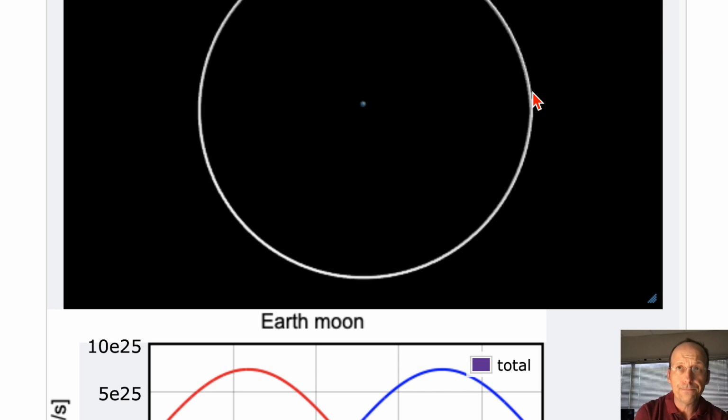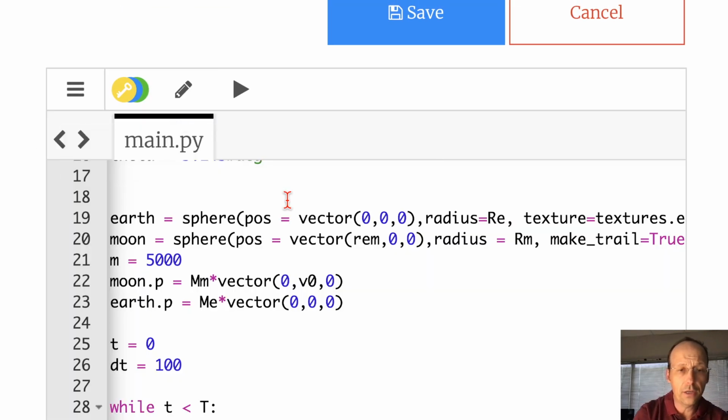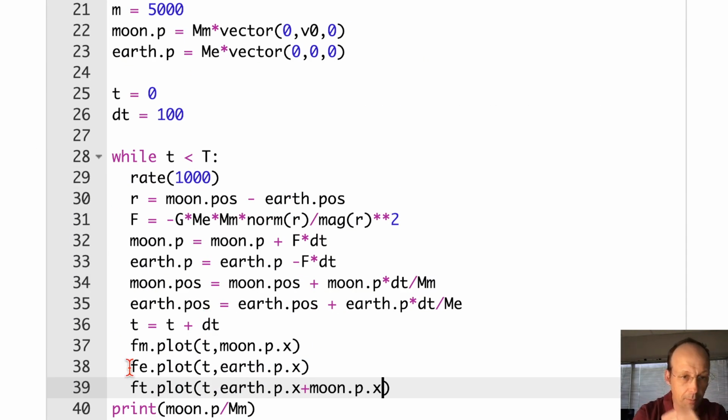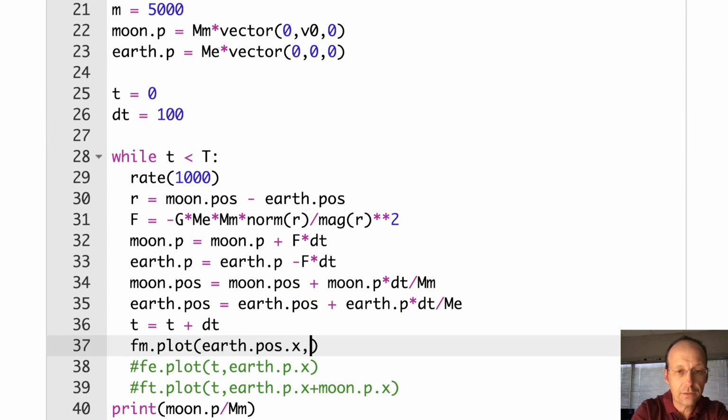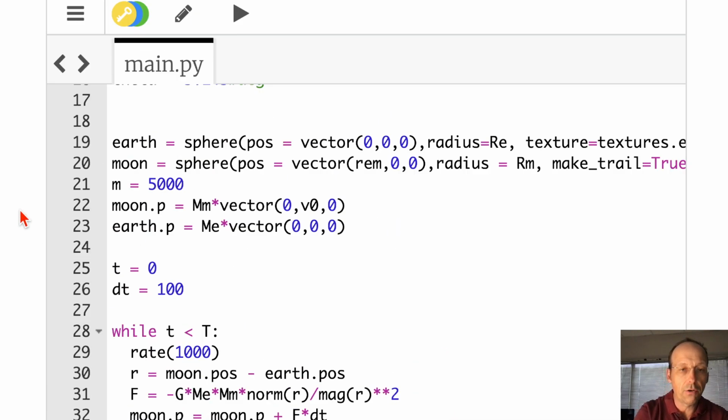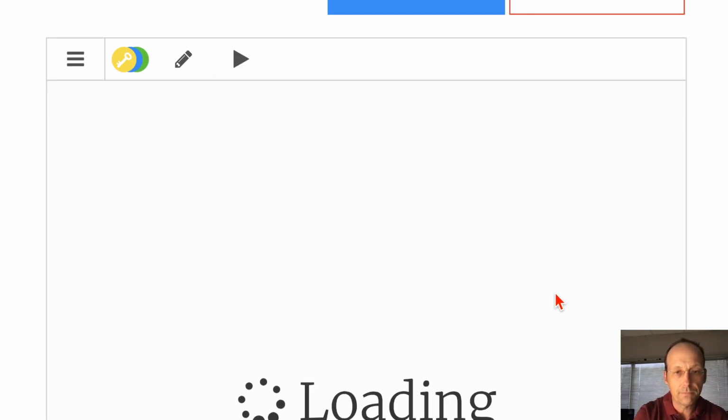Let's plot the trajectory of the Earth just for fun. So I'm not going to change the labels on the code here. I'm just going to take that off. I'm going to take that off, and let's plot Earth.pos.x versus Earth.pos.y. Let's just see if the Earth does indeed move.